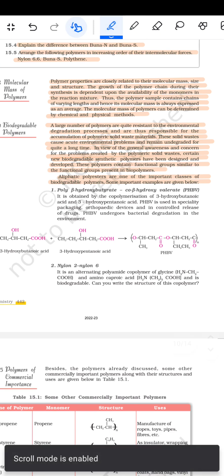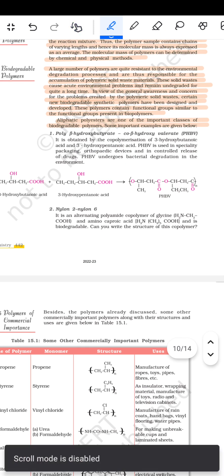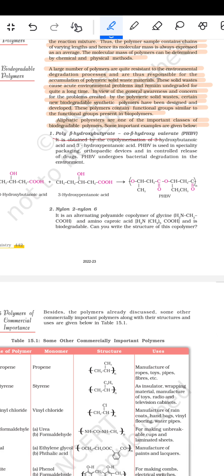तो पहला एग्जाम्पल दिया हुआ है PHBV का, जिसको कहते हैं पोली बीटा हाइड्रोक्सीब्यूटारेट को बीटा हाइड्रोक्सीवैलिरेट. It is obtained by the copolymerization of the 3-hydroxybutanoic acid and the 3-hydroxypentanoic acid. PHBV used in especially packaging, orthopedic devices and in the controlled release of the drugs. PHBV undergoes bacterial degradation in the environment.